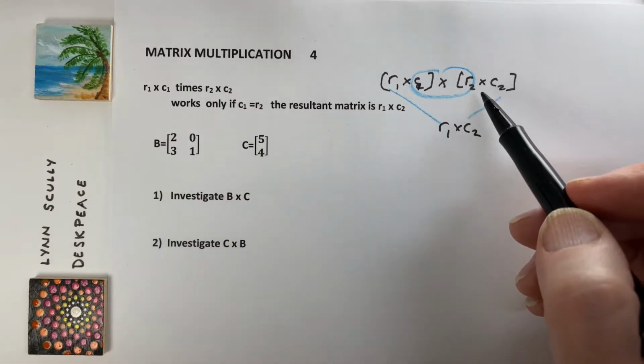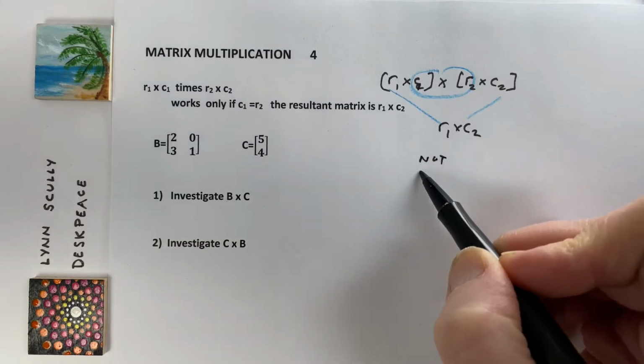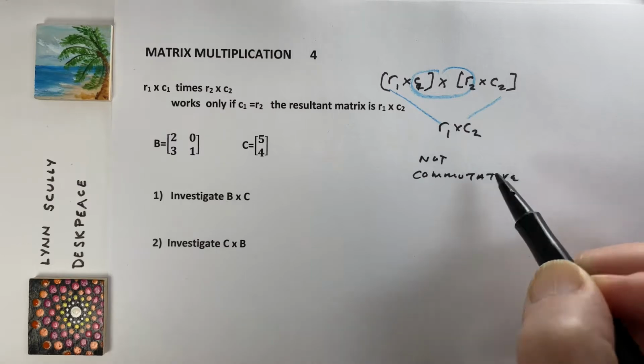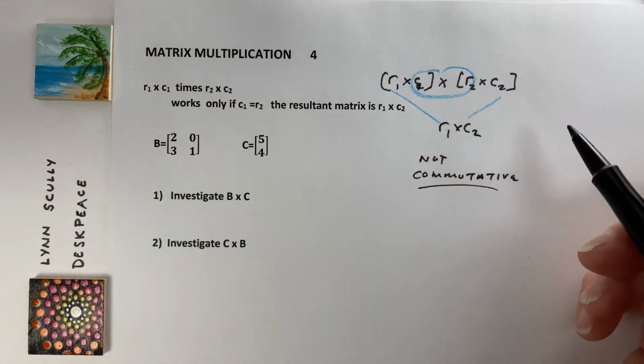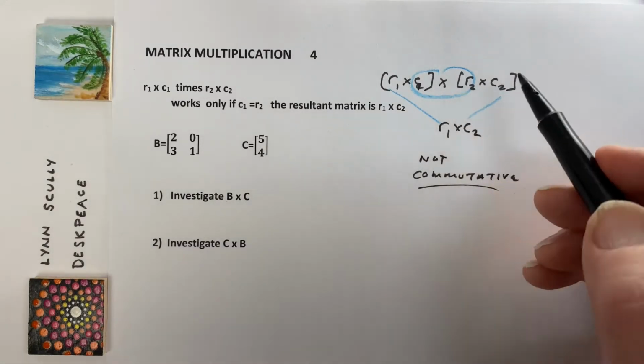So it's kind of interesting because now you know that matrix multiplication is not commutative. That means the order totally matters, and you can only multiply two matrices at a time.